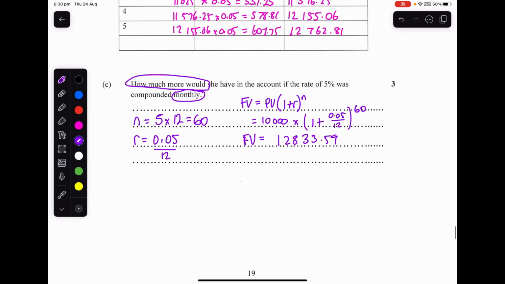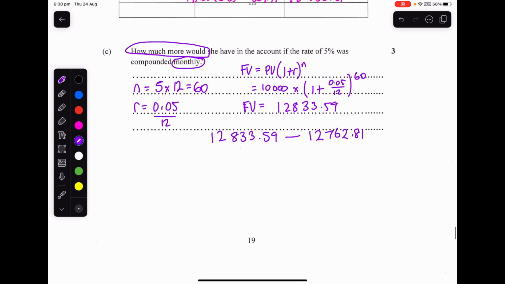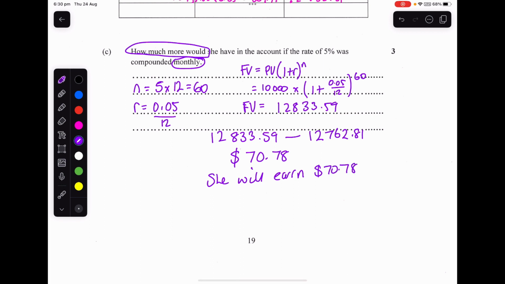So we need to do a subtraction. So we're saying that she's going to get 12,833.59. From our previous question, she got 12,762.81. That's when we compounded yearly. And our difference comes out at $70.78. So she will earn $70.78 more compounding monthly.